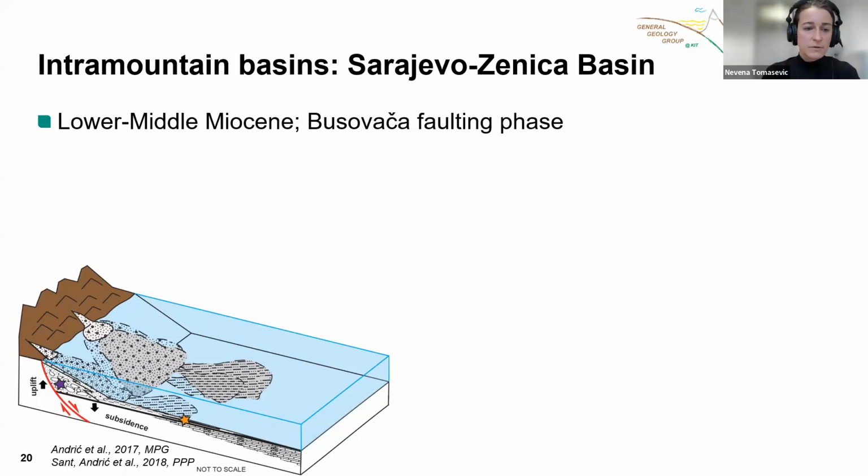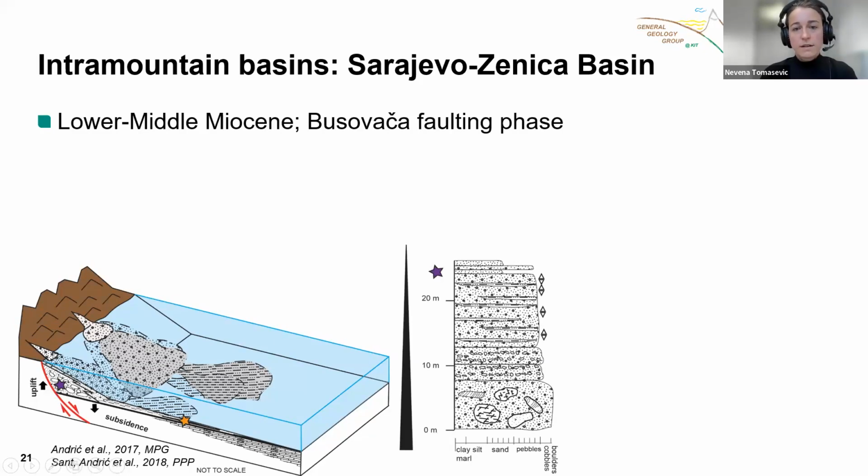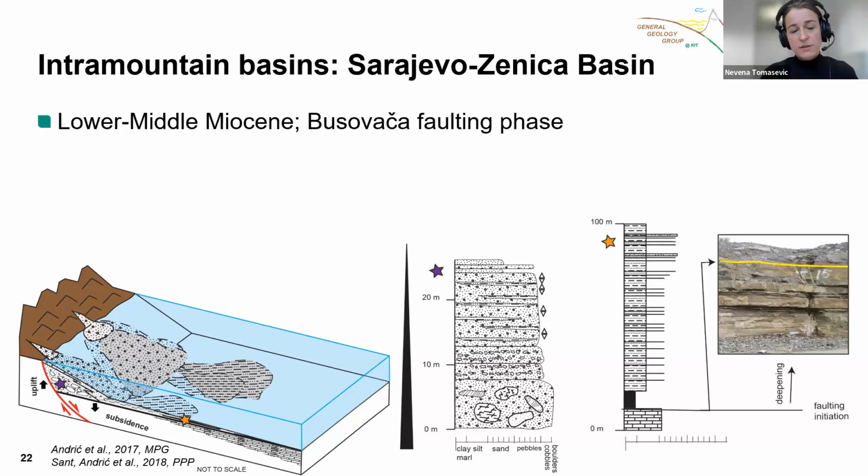And the sediments, if we are in the field and if we stand at the location of this violet star, are mostly thick coarse grain conglomeratic sandstones, including big boulders of 2 to 3 meters. And going distally towards the more passive margin, of course, we don't see this direct association between faults and sediments anymore.